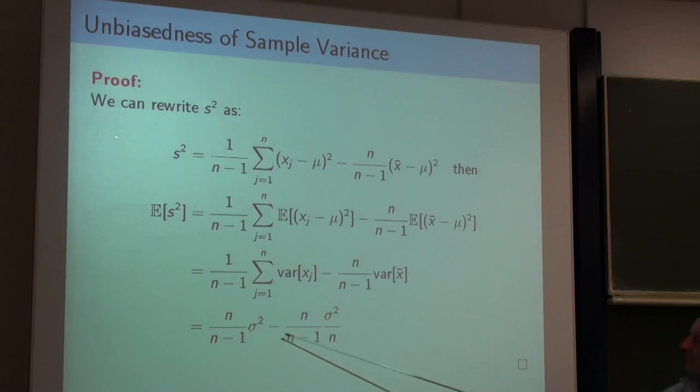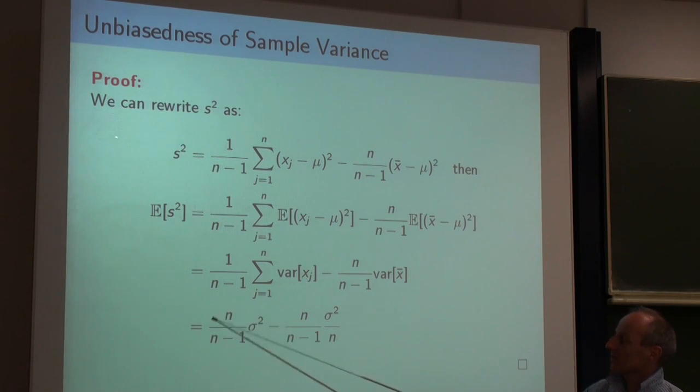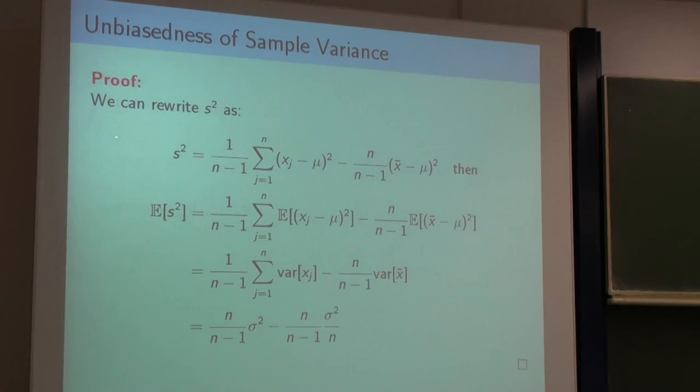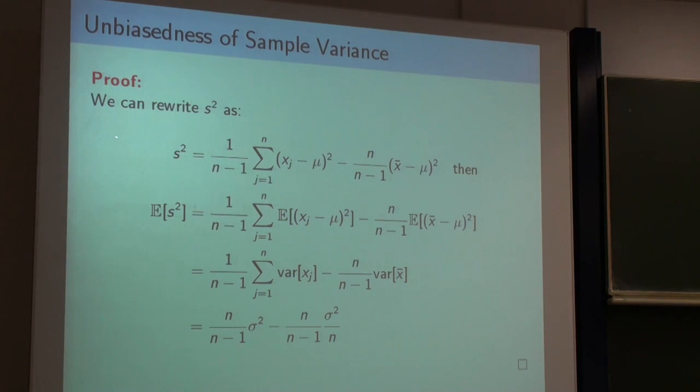And what is the limit of this? This goes to 1 for n towards infinity, and so the limit is sigma squared. Now we have proven that for n towards infinity, the sample variance converges to the variance of the distribution. Any questions?